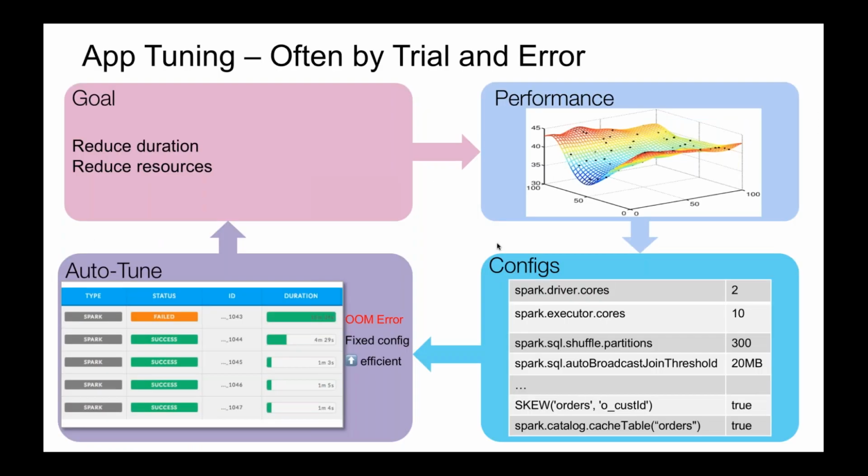Okay, the other way we use AI is for application tuning. It turns out that this is actually often done by trial and error. So we first start out with a goal, right? The goal could be, given a Spark application or a Hive job, I want to reduce the duration, or I want to reduce the resources. And notice that some of these can actually be competing goals.